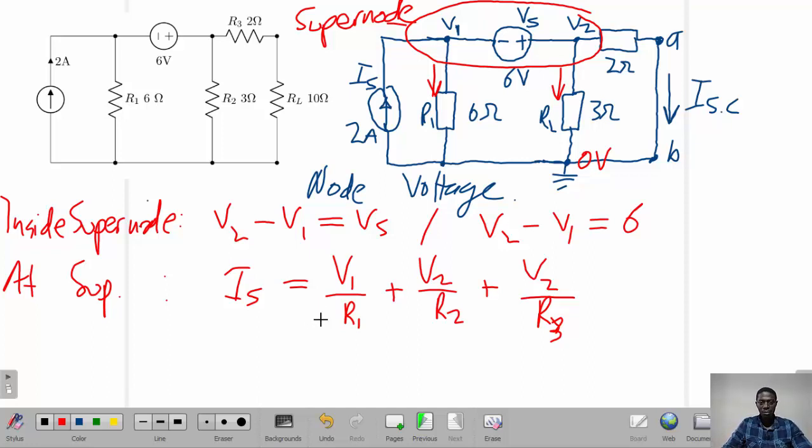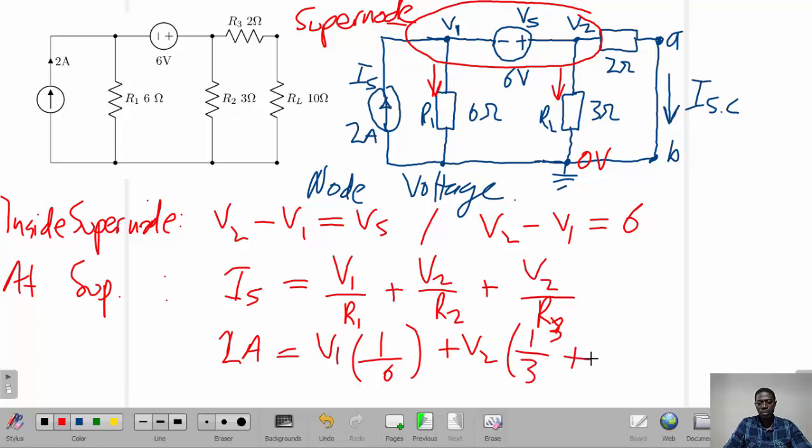2 amps there. 2 amps equals the expression in V1. So what is common here? We only have one V1 here. So it's V1 times 1 over R1, which is 6, and then we have V2 times 1 over R2, R2 is 3, 1 over 3 plus 1 over R3, 1 over 2, giving us the solution like so.